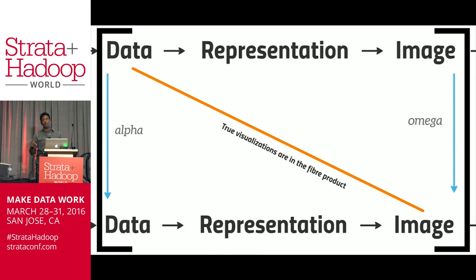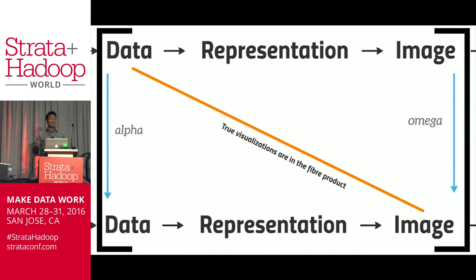And alpha and omega are the endomorphisms, or symmetries, on the left side on your data set and on the right side on the actual image. I'm going to give you an example in just a second, okay? But what's interesting about this is that now we can use computers to give us a sense of which visualizations are true and which visualizations are not. And this is extraordinarily important, right?